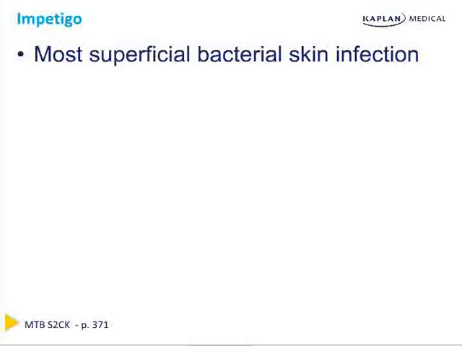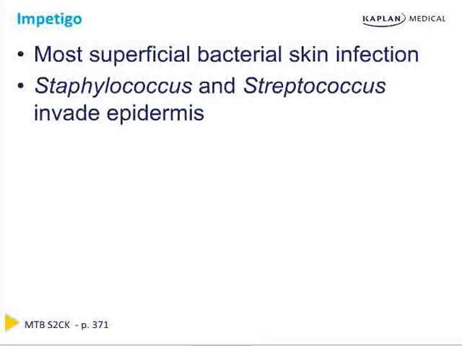Impetigo simply refers to the most superficial of all the bacterial skin infections. It is from Staphylococcus and Streptococcus, but it's called impetigo because it involves only the epidermis. The names of the skin infections are not based on the organism. Impetigo, erysipelas, cellulitis, furuncles, carbuncles, folliculitis, they're all Staphylococcus and Streptococcus, and not Staph epidermidis. Staph epidermidis lives there, but it's Staph aureus. All the difference is, how extensive is the infection?